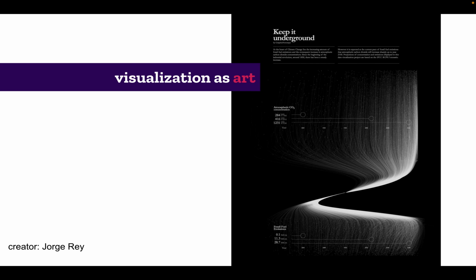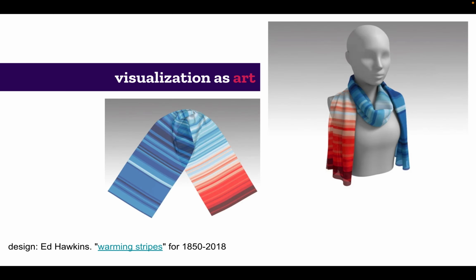Visualizations also serve other roles in our culture: to wow and amaze, and to serve as a form of expression. This example is a design called warming stripes, where Edward Hawkins displayed the effect of climate change on global temperatures rising from 1850 to 2018. These warming stripes are now a popular design for scarves, pants, and other accessories and items.